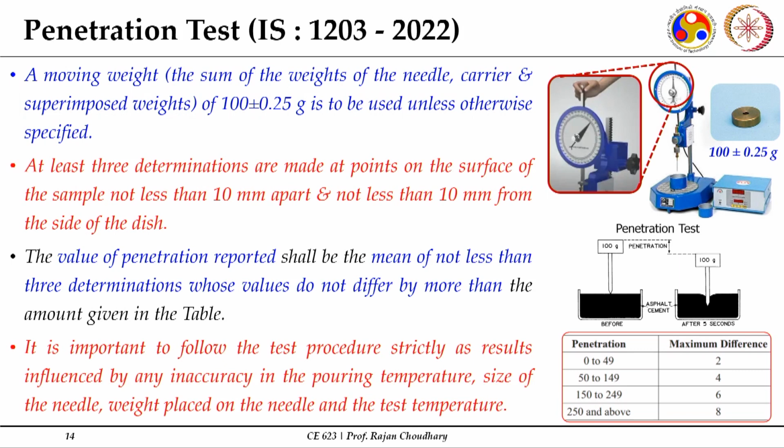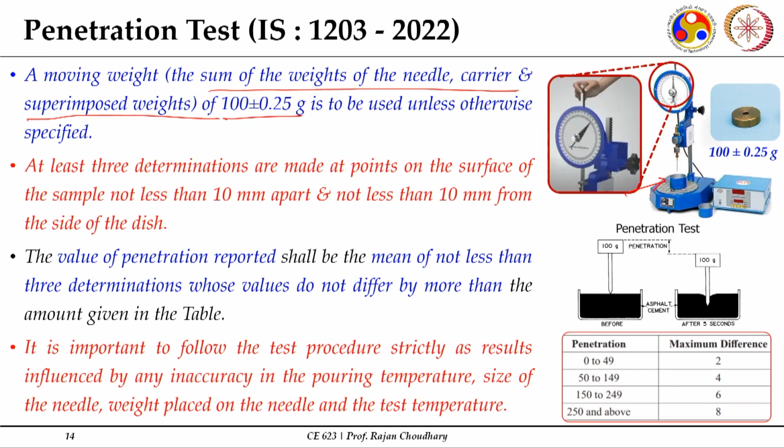And here the important aspects are the dimensions of the needle, the weight of this assembly which is going to penetrate, the amount of time which is allowed for the needle to penetrate, and then you measure your penetration in terms of 1/10 of a mm. So, it says a moving weight, the sum of the weights of the needle, carrier and superimposed weights, is in the range of 100 grams. And we make multiple readings. Not a single reading is taken.